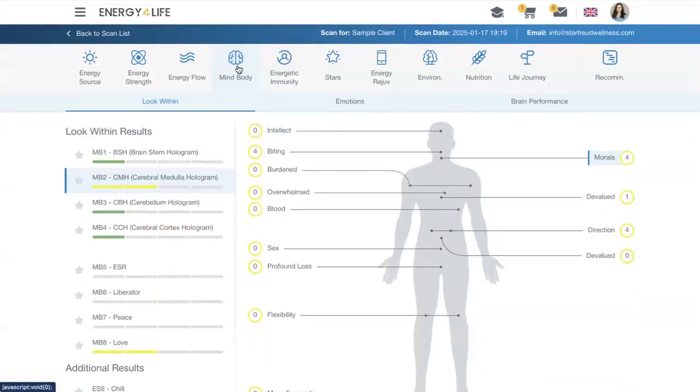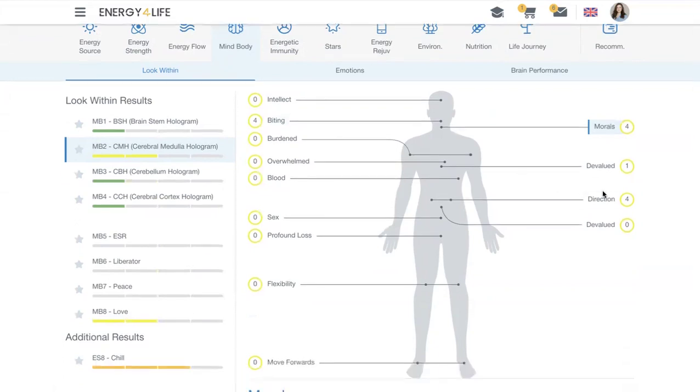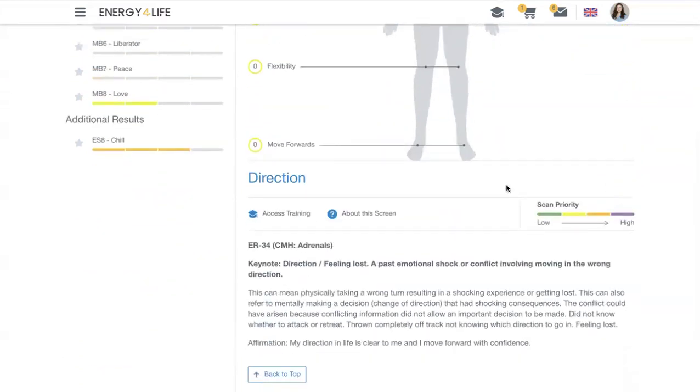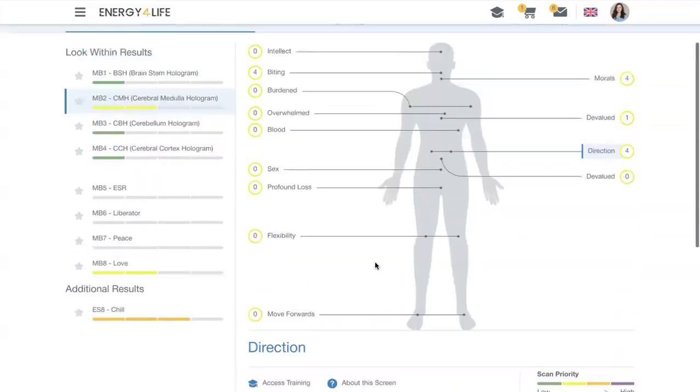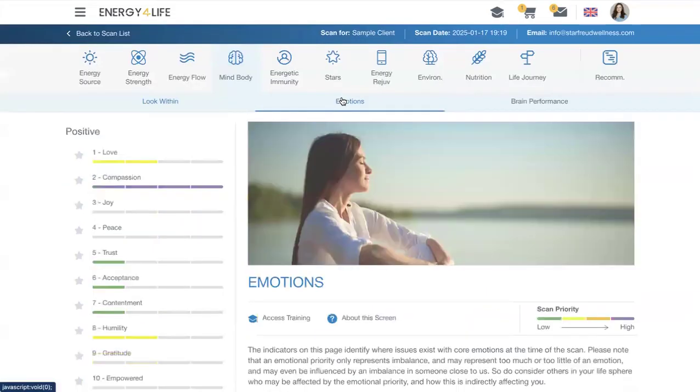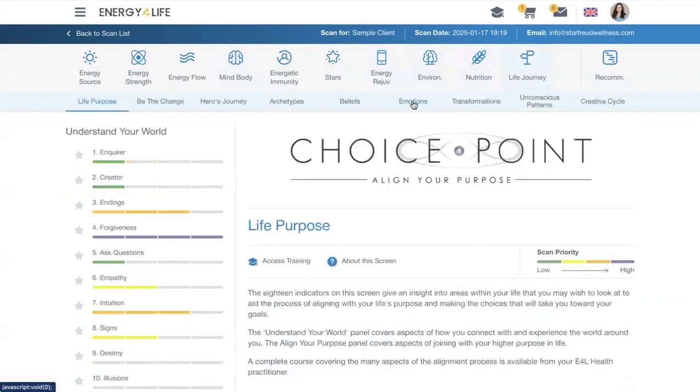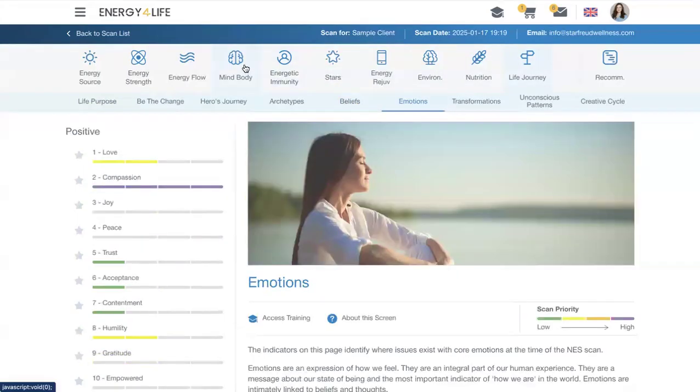So right, this, like I said, is having an emotional and physical impact, vice versa. So we just want to make sure that we are addressing that, right? So adrenal showing up, direction, feeling lost, etc. Right? Emotions. So emotions will be repeated twice. So that's here, and then in life journey, it will be here as well. So that is the same section.